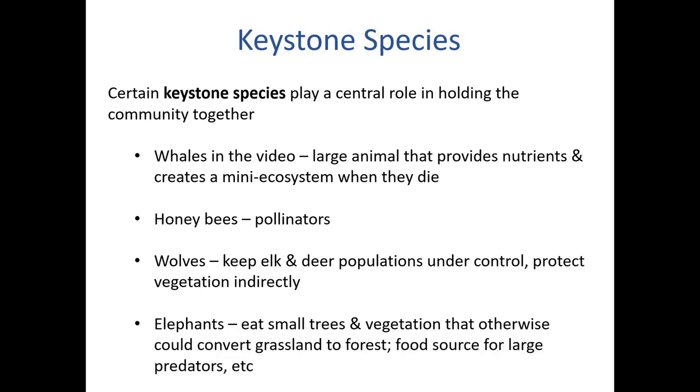Elephants are another example. Elephants can eat small trees and other vegetation that might otherwise convert the grassland on the savanna to forest. And elephants are also a food source for large predators, and they play a number of other roles additionally. So hopefully what you can take from this is that these keystone species can occur at any level of the food chain. In the first video, they talked about coral reef being an important producer keystone species. So at each level, from producer up to primary, secondary and tertiary consumers, there can be keystone species that really play a central role in keeping these ecosystems intact.